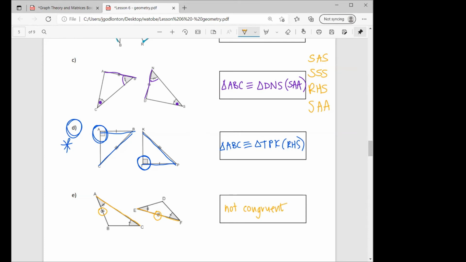That was my trick. That was my trap. And the whole reason here is because those lines aren't in the same place as each other. And this is another place that they like to trick you. So questions like D and E are purposefully made to try and get you to fall into the trap. So we're doing them together now so that you don't fall into that trap later. The only way that these would be congruent is if I had those two little lines on AC.